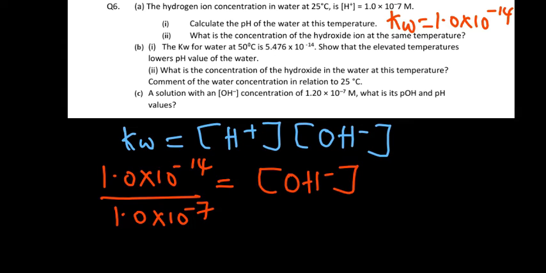After dividing, you maintain everything else. When you're dividing, subtract the powers. So it will be 1.0 times 10, and then negative 14 minus negative 7, it will be plus 7, which will basically just give us negative 7 as well. So it's of equal concentration at that temperature.